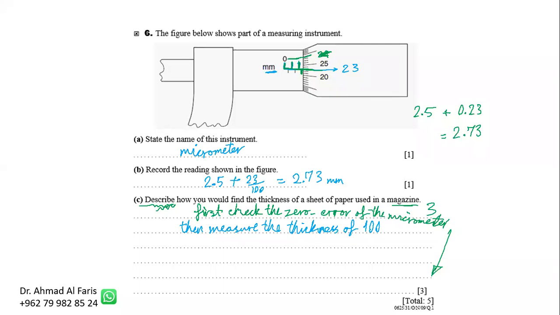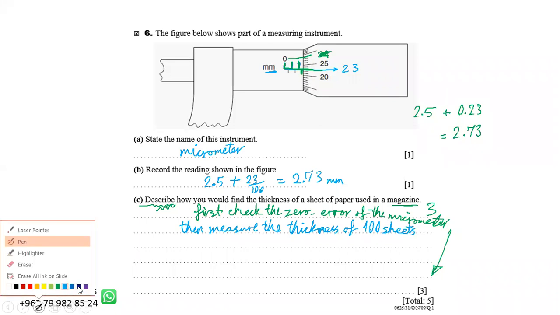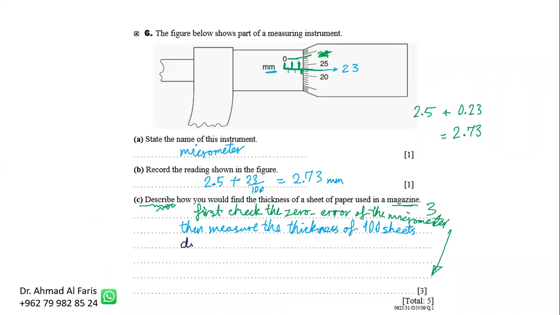Okay, measure the thickness of 100 sheets. Okay, this is the second mark. The third mark, okay, divide this thickness by how much? Divide this thickness by 100. Now, that's how we get the 3 marks. 1, 2, 3 marks in this question. Okay? Tamam?